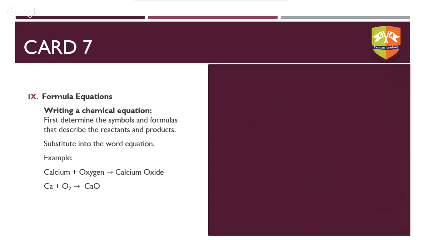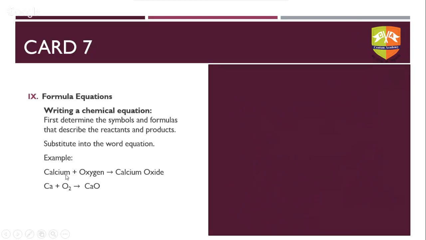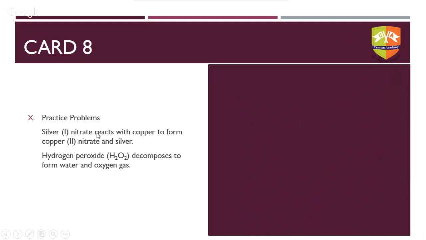Whenever someone gives you a word equation, you are generally given an equation where you have calcium plus oxygen written as calcium oxide or something like that, then the idea is that you write the symbols for it. For example, here calcium is written as Ca, oxygen as O2, and calcium oxide as CaO. Now, let's look further. Let's write a few chemical equations for the statements that are given here.